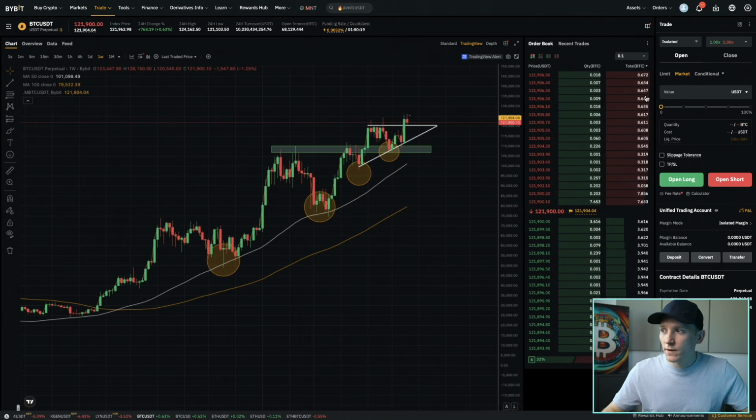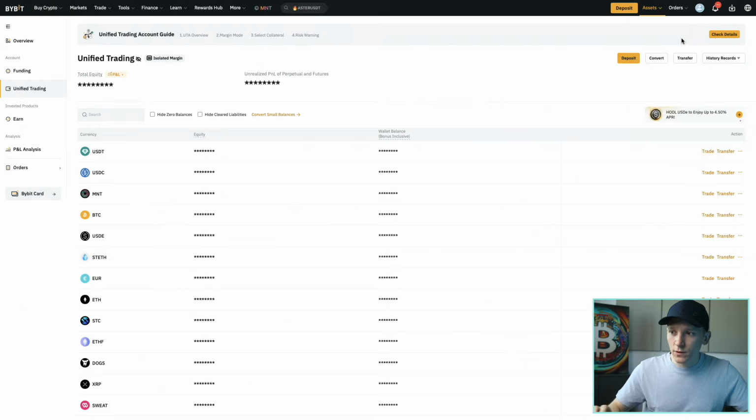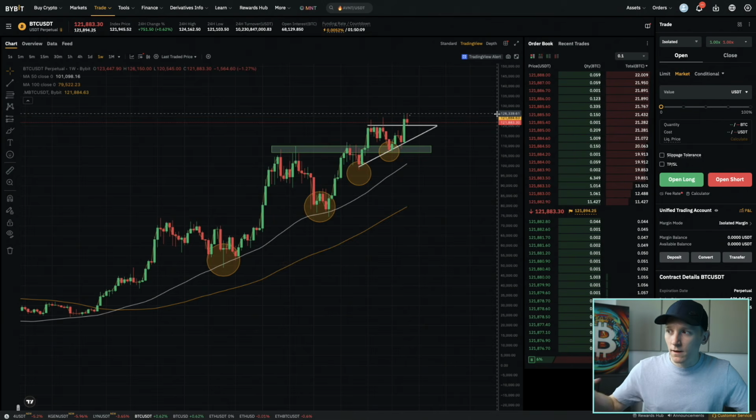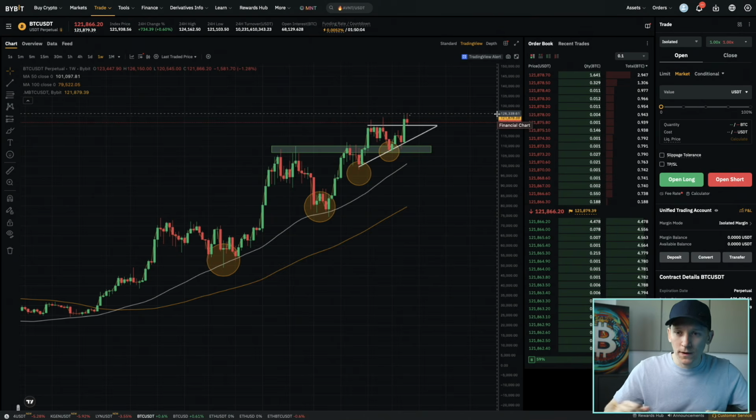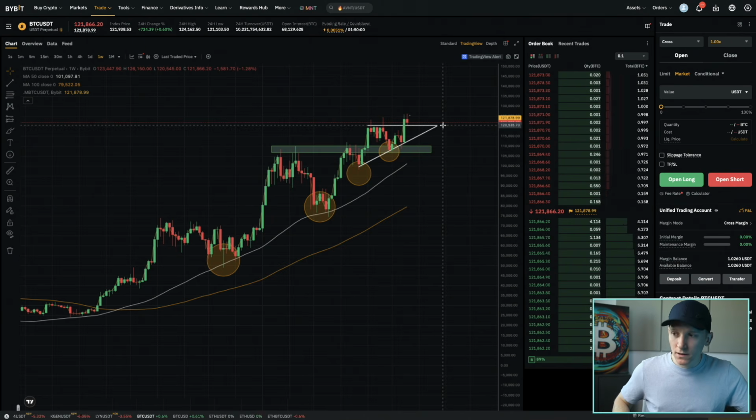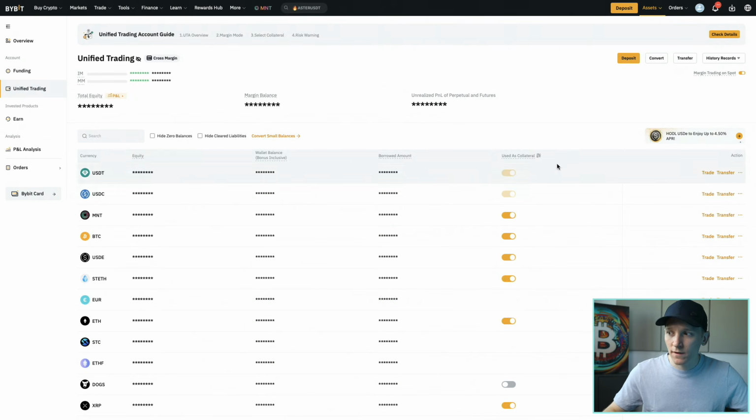For example, you can see right here that I'm in isolated margin mode. If I go over to my unified trading account, you'll see that the collateral option is taken away. So I know that I can only use USDT to open a Bitcoin trade, and I'm using cash to open my Bitcoin trade. Right? If I'm using cross margin mode, which is switched, I go over to my unified trading account, you can see that I can use these assets as collateral now.